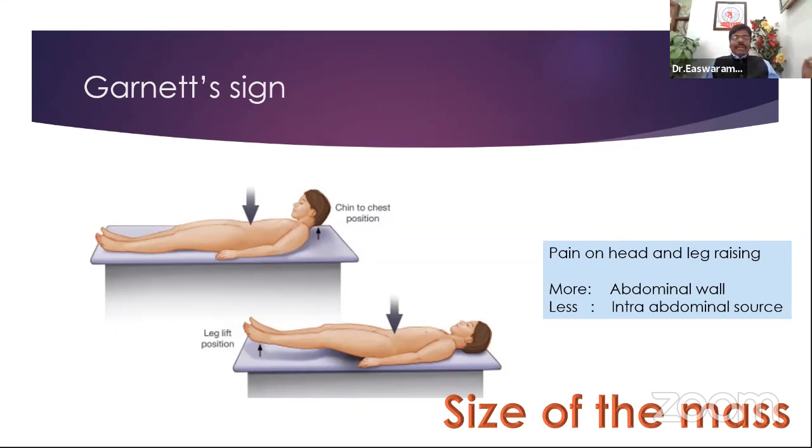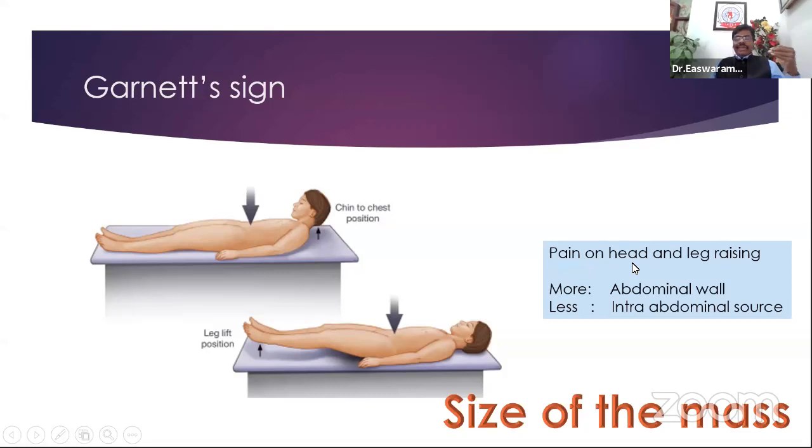Whereas if it is a parietal mass like a hernia or a small cyst in the abdominal wall or a subcutaneous tissue mass, it will become more prominent. So that is what we normally do. But the Garnett sign actually means not the size of the mass, it is tenderness or pain. So the Garnett sign we use loosely for the size of the mass increasing or decreasing depending upon the head raising or leg raising. Whereas really this is used regarding the pain on head and leg raising.